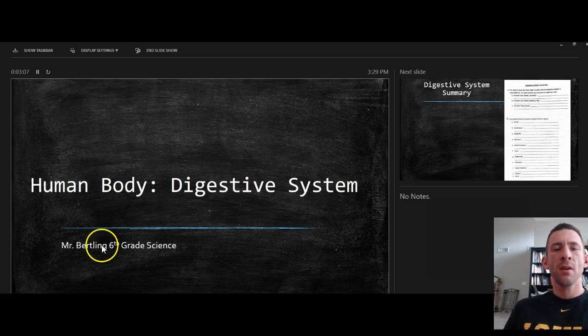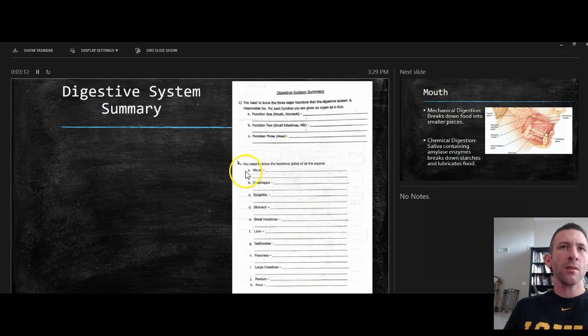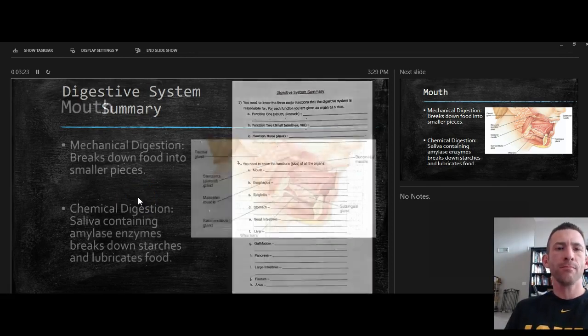So you've got a digestive system summary worksheet in your packet of It Takes Guts, or you can do this in your science notebook. Either way, it's fine with me, but just make sure that as you're going along and I'm going through these, that you're recording these somewhere.